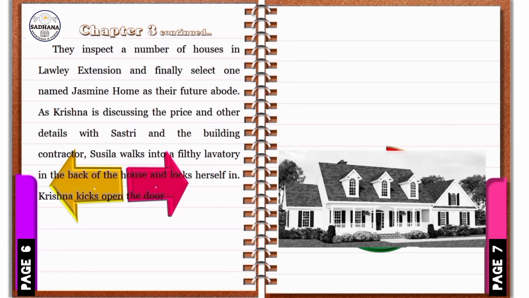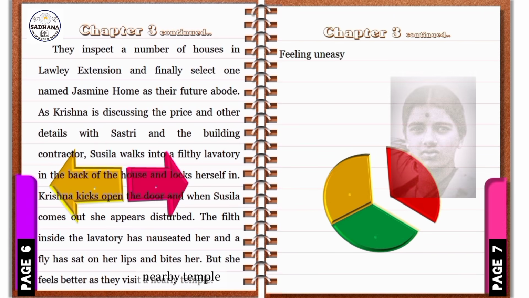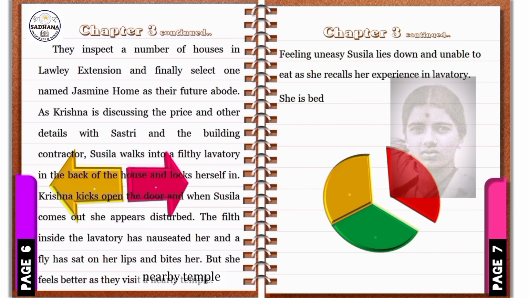Krishna kicks open the door and when Sushila comes out she appears disturbed. The filth inside the lavatory has nauseated her and a fly has sat on her lips and bitten her. But she feels better as they visit a nearby temple. Feeling uneasy, Sushila lies down and is unable to eat as she recalls her experience in the lavatory. She is bedridden for the next 4 days.